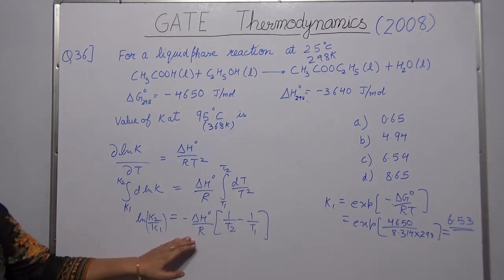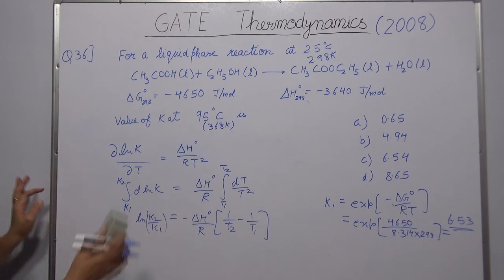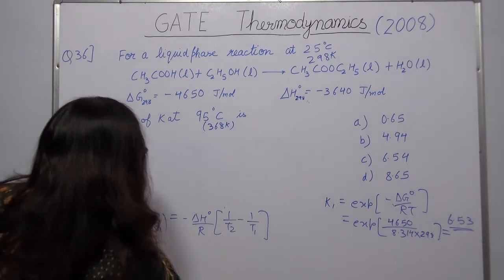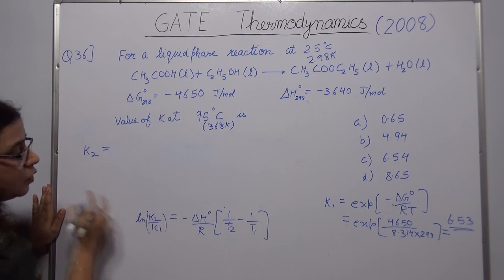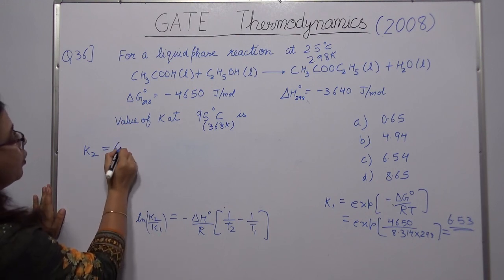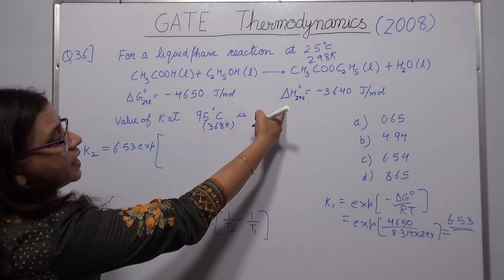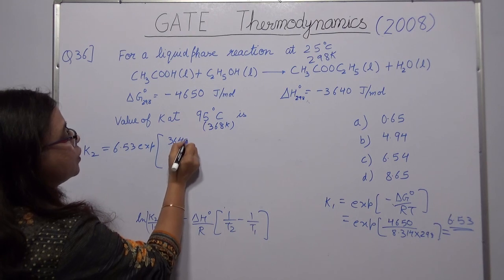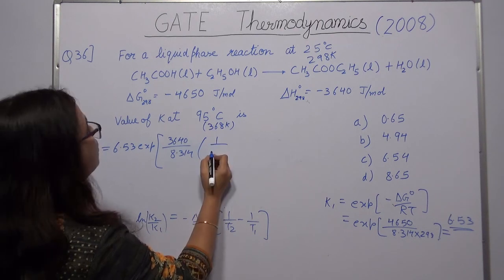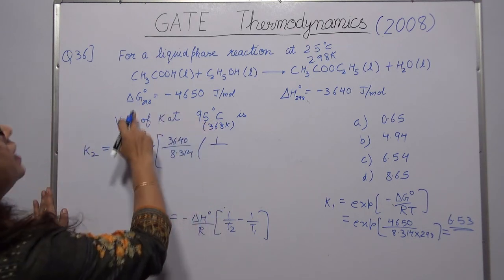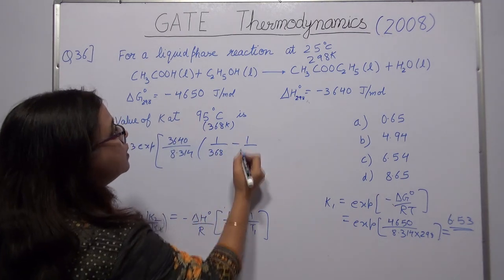Okay, so I get the value as 6.53. I will put it over here, and then plug everything over here. So I will just erase some of the things from the board. Okay, now I will put everything. So K2 will be equal to K1, that is 6.53, times exponent of minus delta H0. So what is delta H0? That is 3640 divided by 8.314, into (1 upon T2, that is 368, minus 1 upon 298).